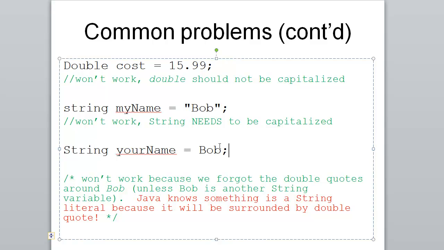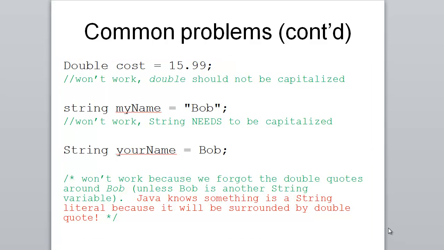String your name equals Bob. Well, this isn't going to work because we didn't put Bob in quotation marks. So Java doesn't know that we're referring to the string Bob. What it does whenever it sees this Bob is it looks into memory to see if there's another variable called Bob. And when there isn't a variable called Bob, it'll give an error. It'll say, I don't understand this identifier. So you would need to put the double quotes on it to indicate that we're not talking about a variable Bob, we're talking about the literal Bob.